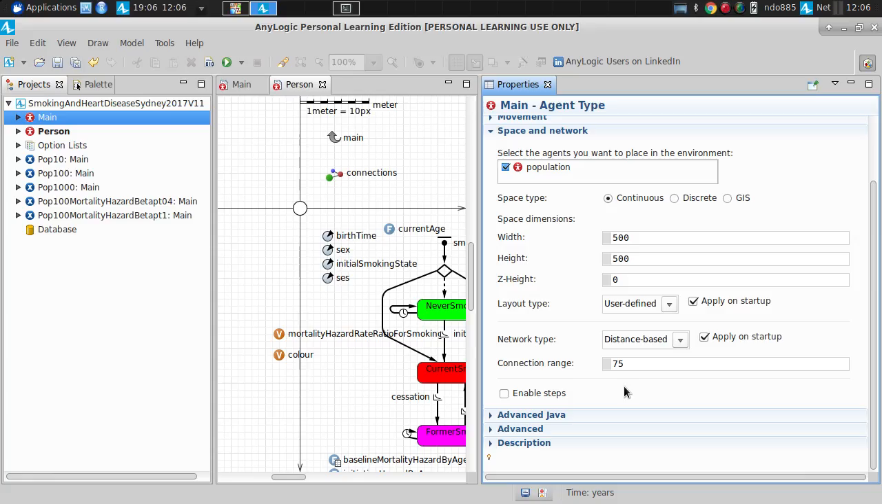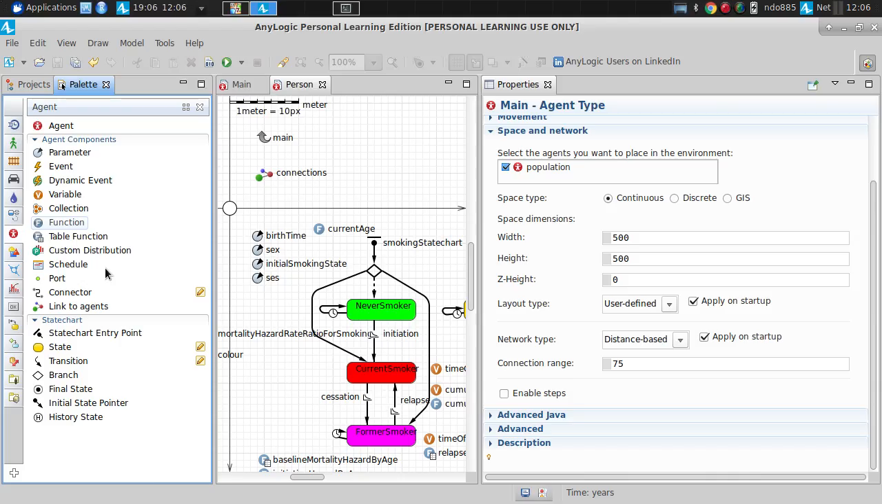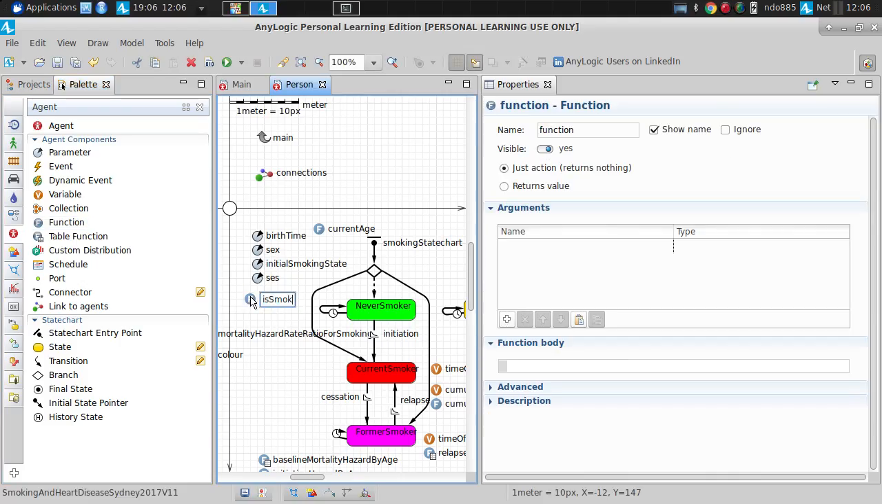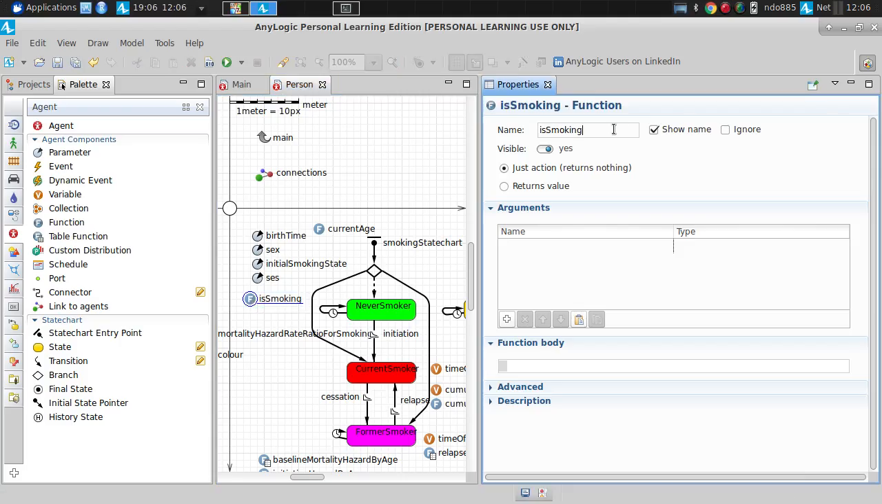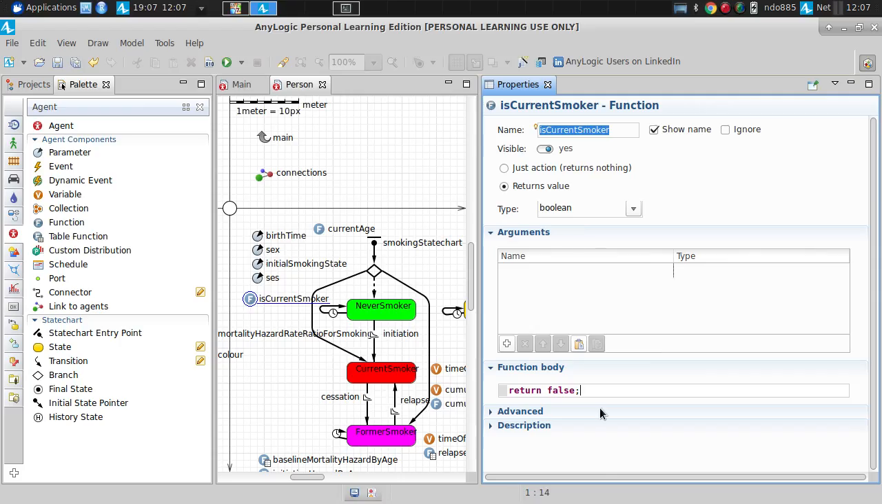Ladies and gentlemen, let's put in place a representation of influence, of contagion, as it were. So what I'd like to do is go to person, and add in a function from the palette. This function will be called is current smoker. Are they currently a smoker? This is a function. Its job in life will be to return a value, true or false. So we have to say it returns a value, and the value is, you have to scroll up a little bit, Boolean. True or false. It's going to be a function that tells us whether they are a smoker.